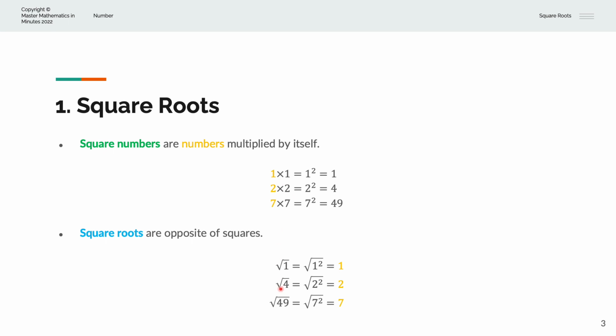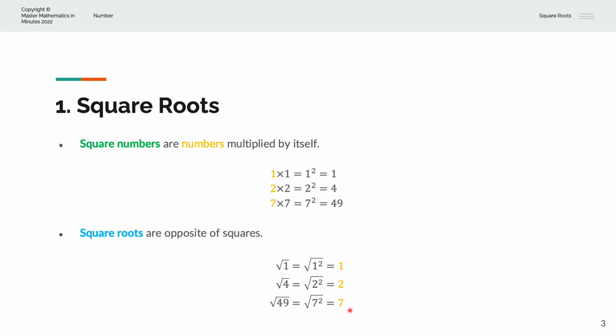And secondly, we have the square root of 4, which is equal to the square root of 2 squared, and that's equal to 2, which is the original number 2. And finally, we have the square root of 49, which is equal to the square root of 7 squared, and that's equal to the original number 7.